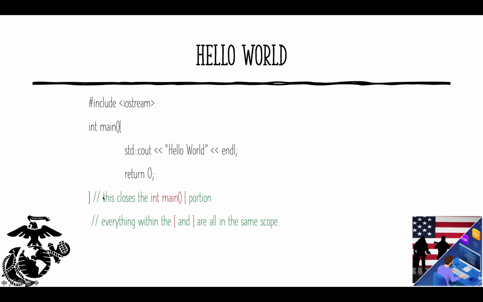Now we have this last curly brace here. This last curly brace closes our int main portion. Again, everything within this open curly brace and close curly brace is our scope. Once we reach this last curly brace, everything in here is destroyed. So it comes through line by line and executes everything. Once it reaches this cout statement, cout hello world, it's going to display that. It's then going to go to the next line and return the value of 0. It's then going to go to this line and destroy everything.